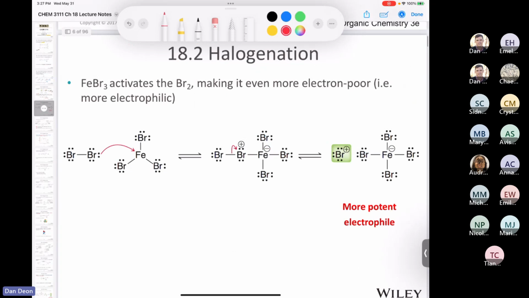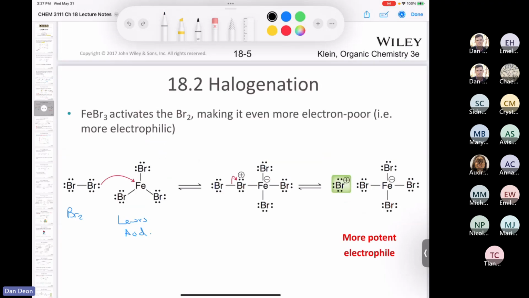So let's take a look here. So here's the reaction, right? We have our bromine molecule. This is our Br2, and it's reacting with our iron tribromide, which acts as a Lewis acid. And if you're wondering where this came from, I didn't really say where it came from. If you react bromine in the presence of iron, you end up making iron 3 bromide. Anyhow, so that's where the FeBr3 came from.